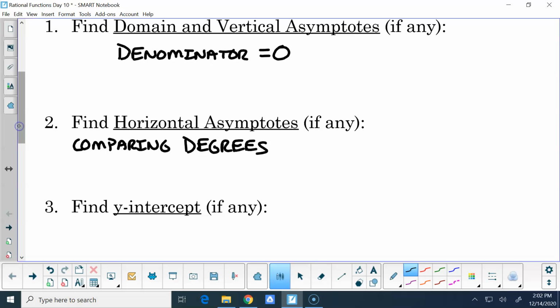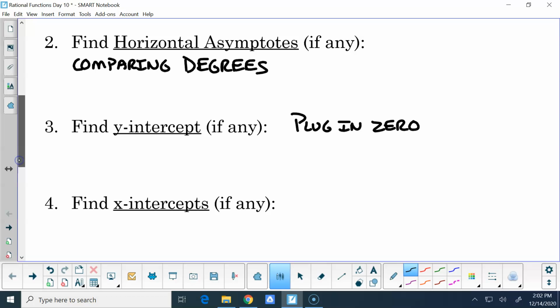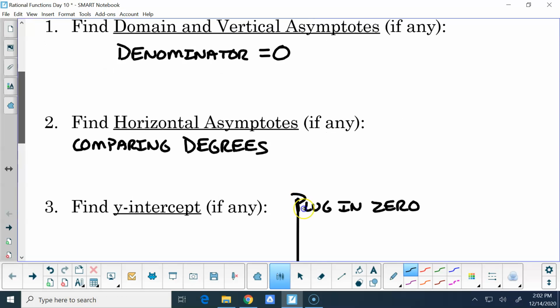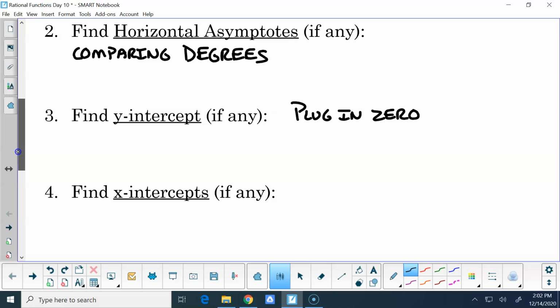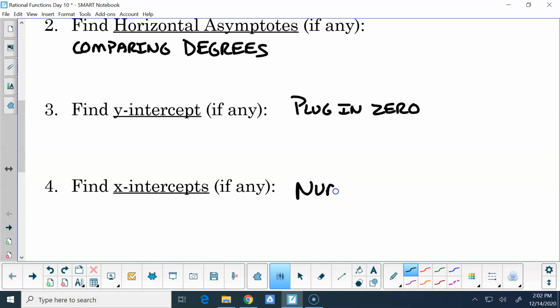Next step, we're going to find the y-intercept, and we're going to plug in 0 for that. Next, we're going to find the x-intercepts. We're going to set the numerator equal to 0, and we're going to solve that.